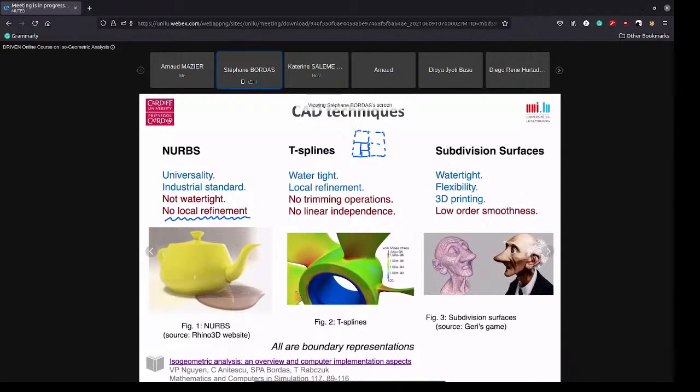And subdivision surfaces are very nice, watertight. So the guy here in Jerry's Game will not leak, which is always good. It's flexible. It can be used with 3D printing. It has low smoothness and so on. So there are drawbacks because that's not very smooth, but it has other advantages.